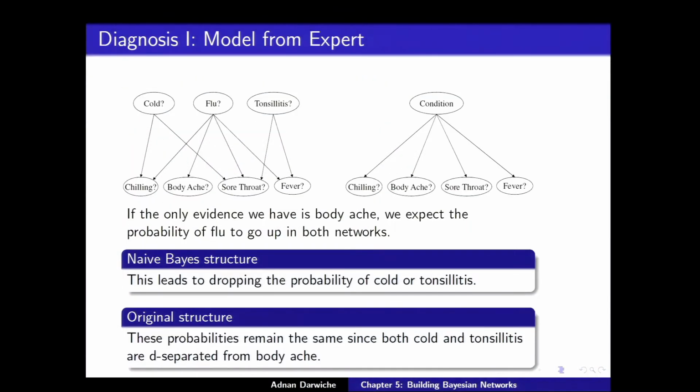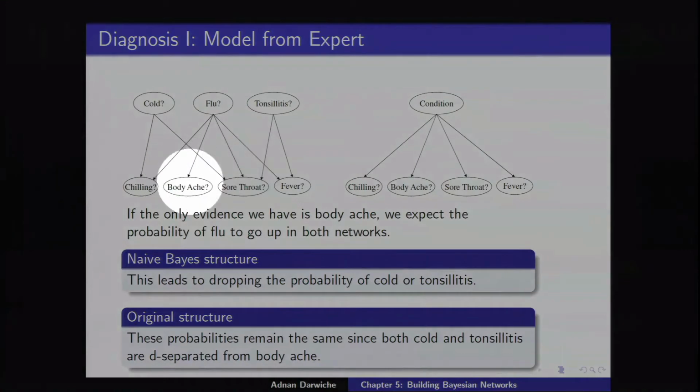Here's another distinction. Suppose the only evidence we have is body ache. Now, we expect the probability of flu to go up in both networks. Now, what happens in the naive Bayes? This leads to dropping the probability of cold or tonsillitis, correct? The 3 of them have to add up to 1. One of them went up, so the other 2 have to go down.